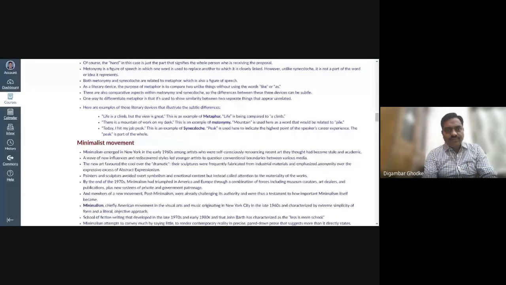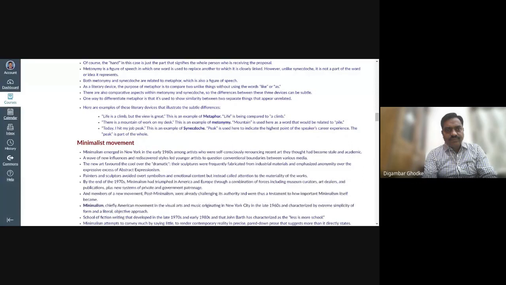And there is a mountain of work on my desk. Here, mountain is used as a word that would be related to pile. ढिगारा, कामाचा ढिगारा पडलाय. There is a mountain of work. So mountain is the word which is replaced, which is substituted, for pile over here.